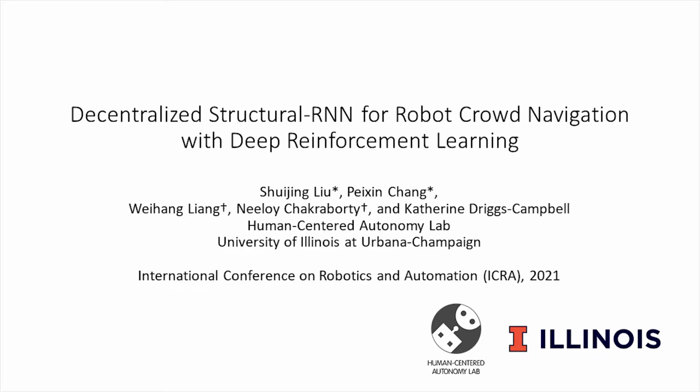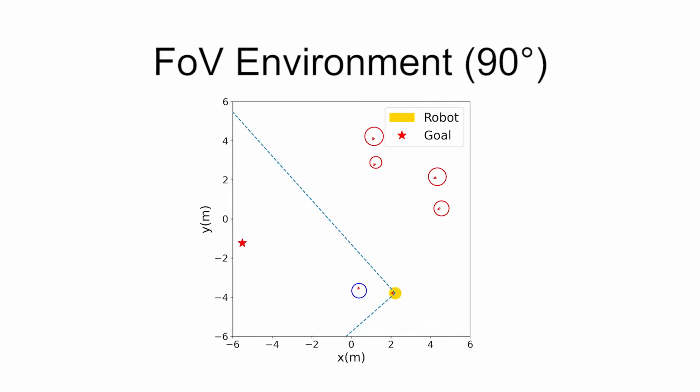In this paper, we propose a novel deep neural network called Decentralized Structural RNN for robot crowd navigation with model-free reinforcement learning. Now we show experiment results in simulator and real world. First, we compare the performance of all methods in FOV environment with the same test case. The FOV environment simulates the limited sensor range of the robot.